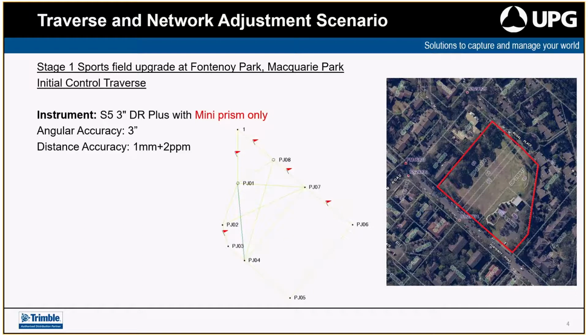So the survey was done with an S5 3-second total station with a mini prism only. I wanted to do the survey to try and introduce as much error as possible, and when we start looking at the results, you'll be able to see where some of the errors might be or aren't. So we'll have a bit of a squeeze at that and see what we've come up with. Obviously, angular accuracy is 3 seconds. Distance accuracy is 1 millimeter plus 2 parts per million. So we're pretty happy with the EDM side of it. So we'll see how we go from there.